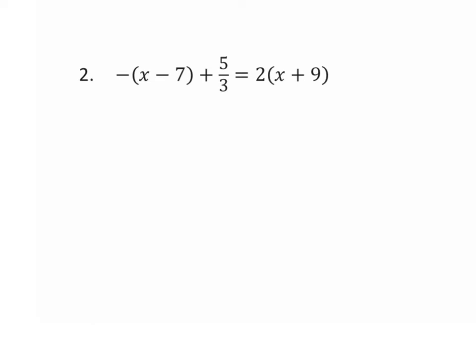I'm going to go through here. I'm going to put a 1 there. I'm going to change this subtraction to addition. And from there, I'm going to begin solving. So the first thing I want to do is draw a line through my sign and distribute. Negative 1 times x is negative 1x. Negative 1 times negative 7 is positive 7. 2 times x is 2x. 2 times 9 is 18.